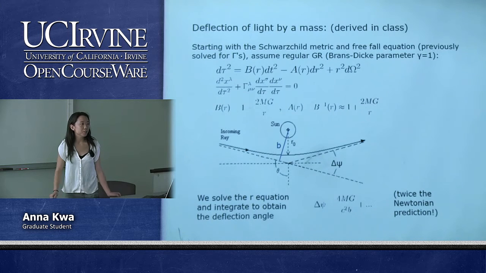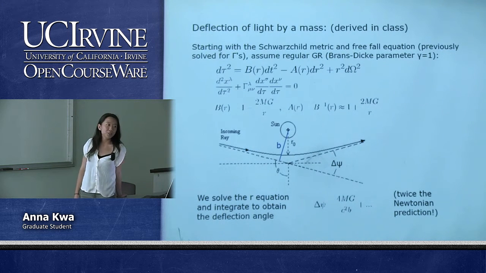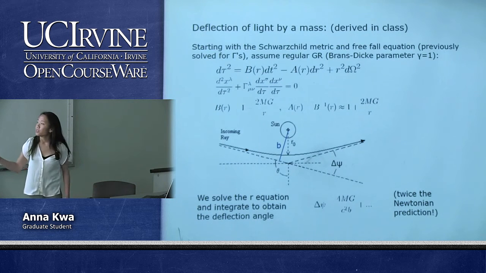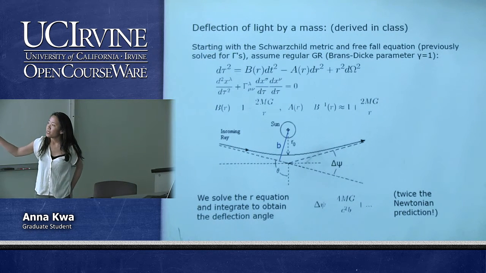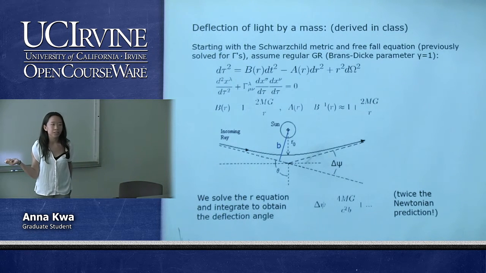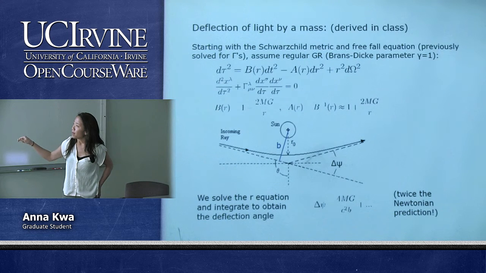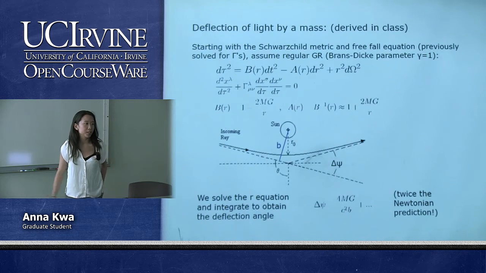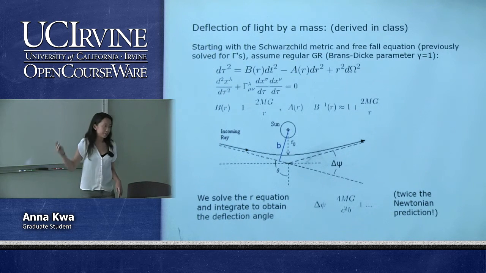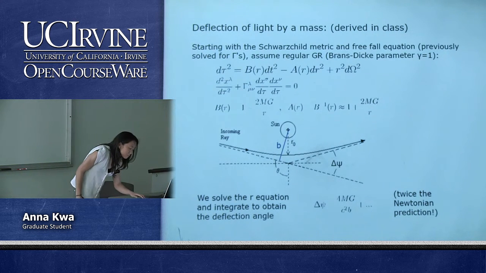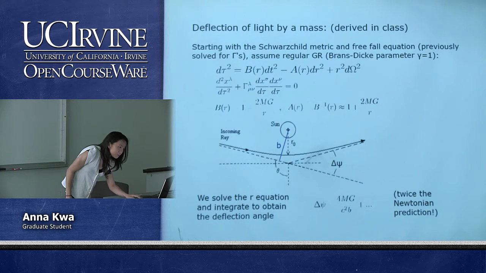Then you get that B of R in the metric is 1 minus 2MG over R, and A of R is approximately 1 plus 2MG over R when you expand it. So in this diagram, you can solve for the R equation and then make some substitutions so that you have it in terms of dr d phi instead of dr d tau, and then integrate. And that will give you the total deflection angle, which this should say is 4MG over Rc squared plus higher order terms. And this is actually twice the Newtonian prediction. OK, so remember that result.